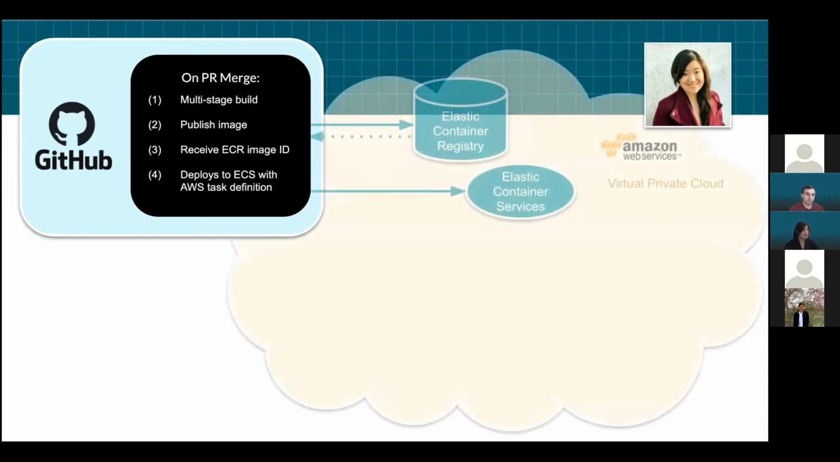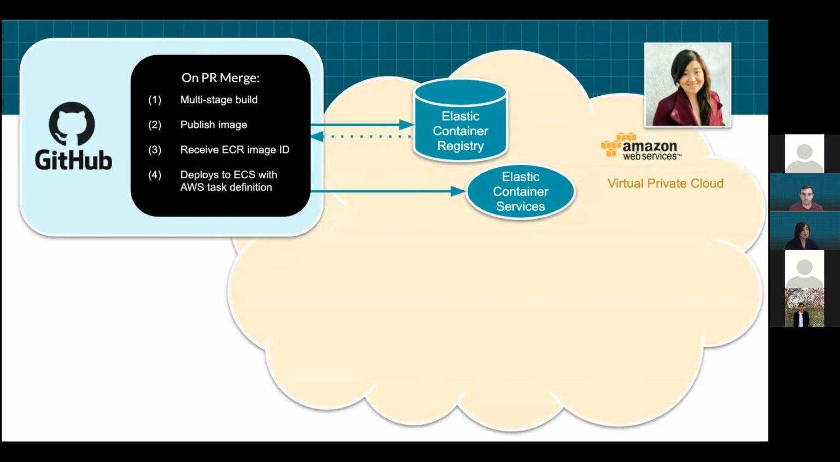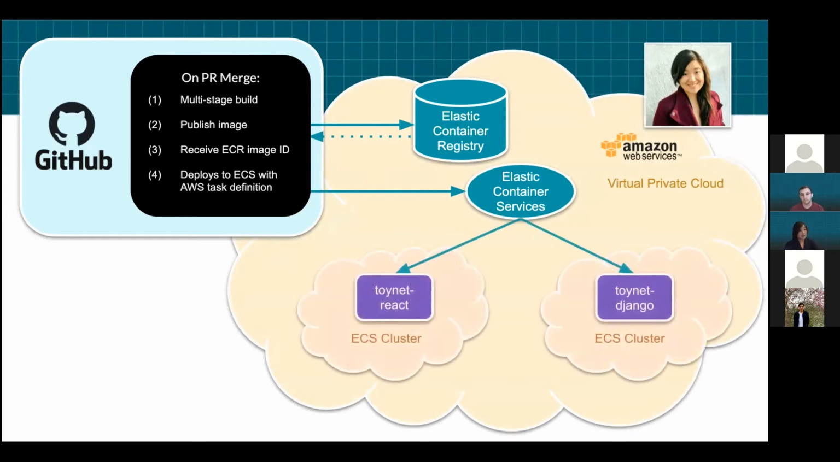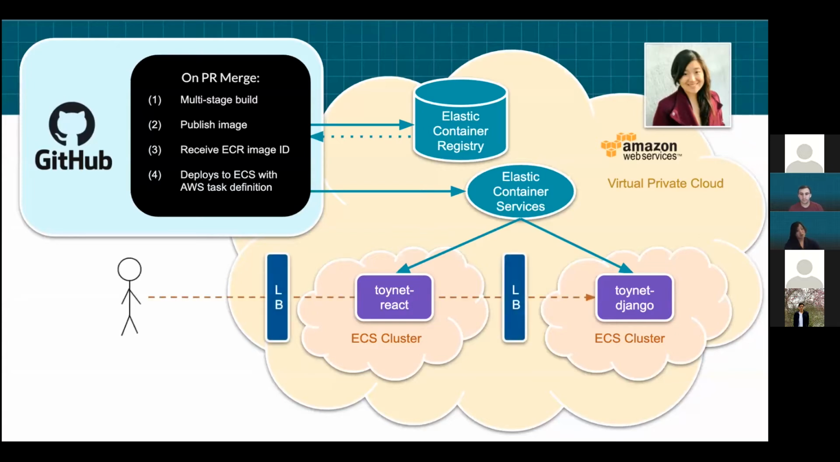Then we publish that image to the Elastic Container Registry, which is Amazon's in-house way of managing container images. That tells us what image ID we're working with. Once we have that image ID, we can inject it into the AWS task definition that is used to bring up Elastic Container Service, the managed fleet of containers that AWS uses. So we're going to have an ECS cluster, two actually, one for Toynet and one for Django. And we have a load balancer in front of each of these clusters that routes to them.